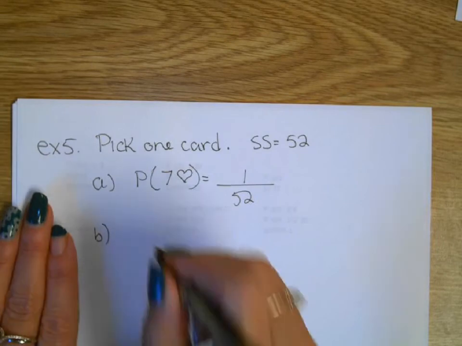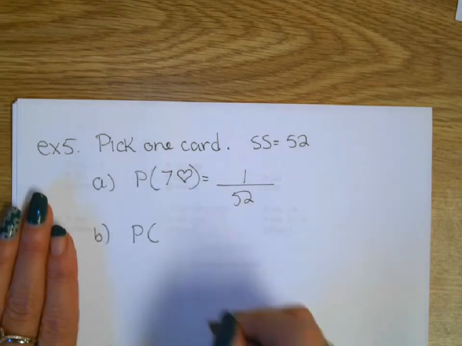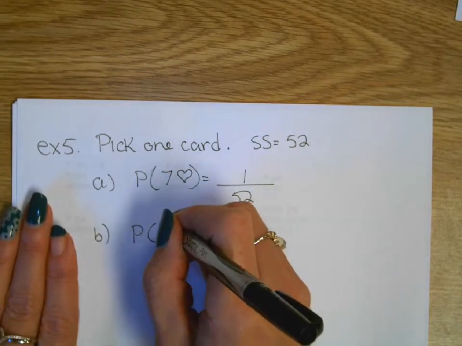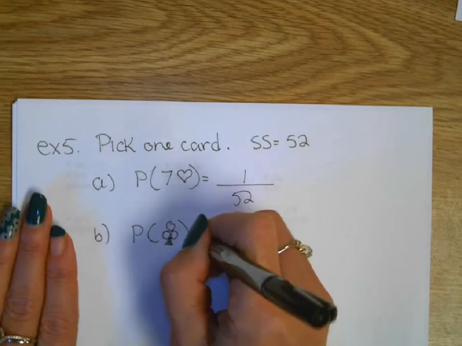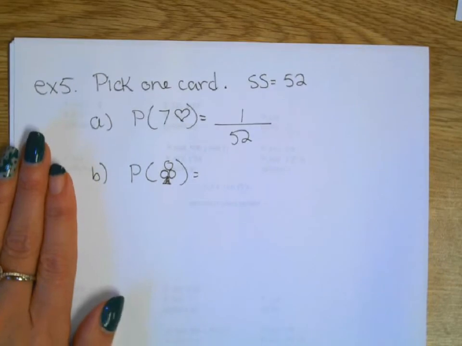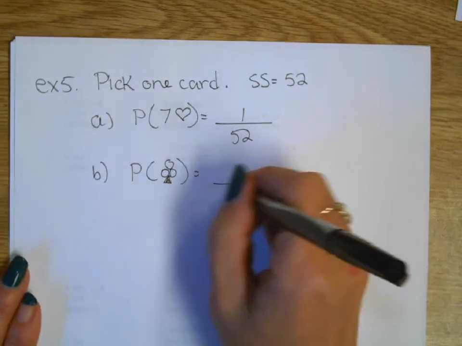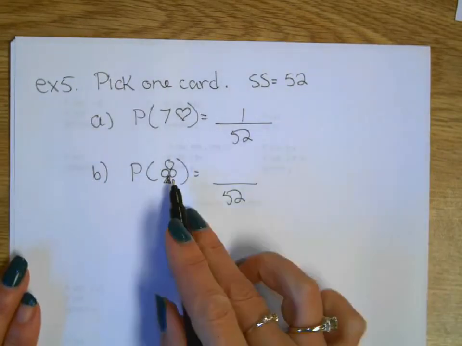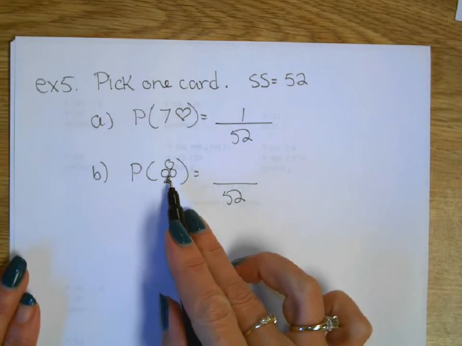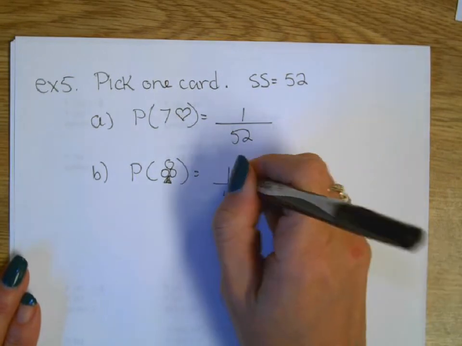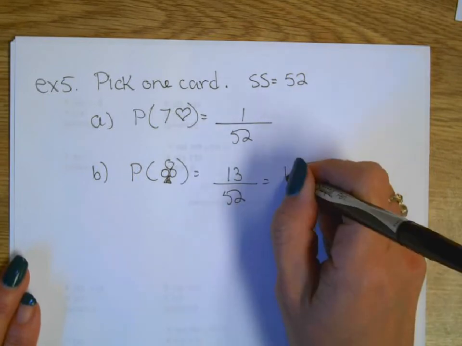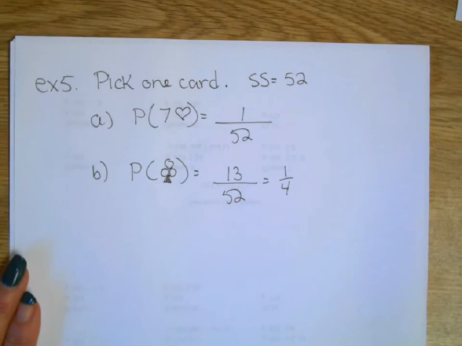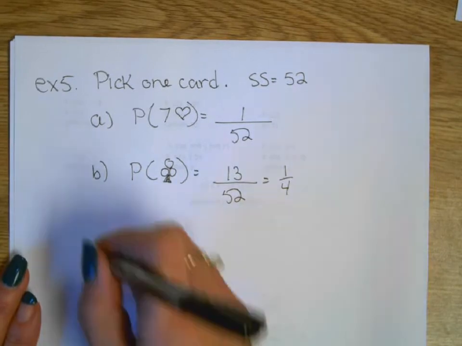Okay, still picking one card. What's the probability that the card I pick is a club? Well, again, it's out of 52. And if you remember, I told you there are 13 of each suit. So that means there are 13 clubs. That reduces down, 13 goes into 52 4 times, so it's a quarter of the deck, one of the 4 suits.